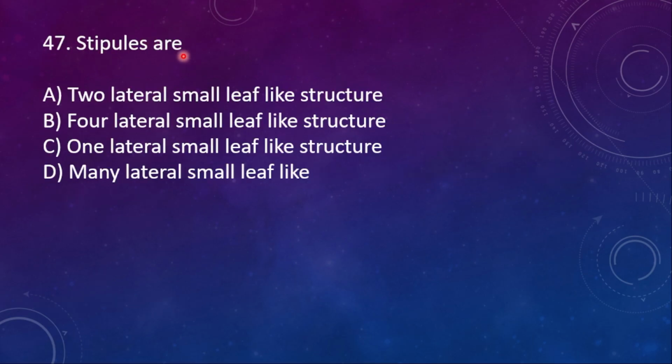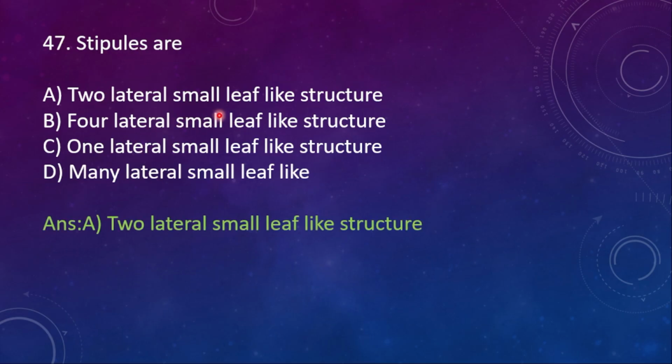47. Stipules are: option A, 2 lateral small leaf-like structures; B, 4 lateral small leaf-like structures; C, 1 lateral small leaf-like structure; D, many lateral small leaf-like structures. Stipules are 2 lateral small leaf-like structures. So option A is correct.